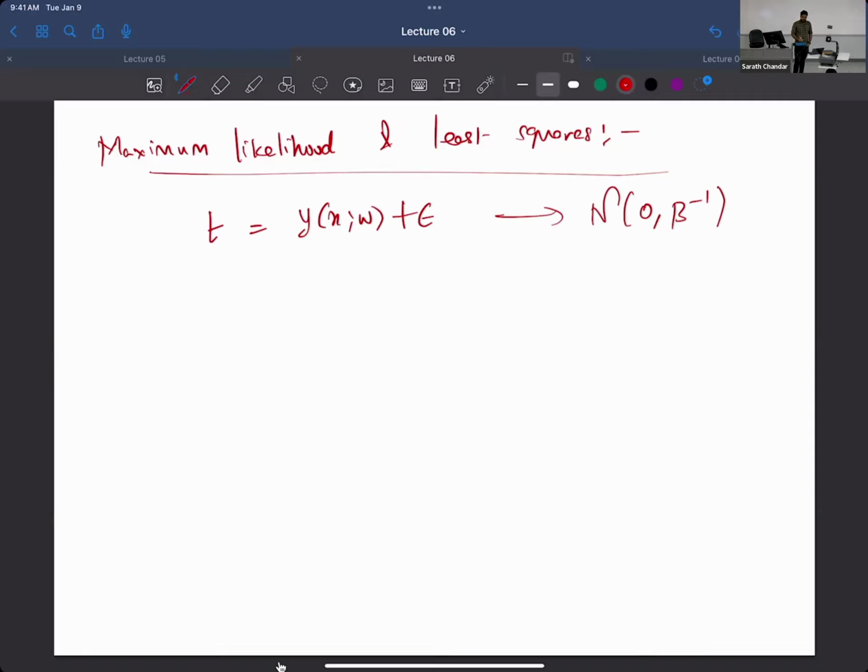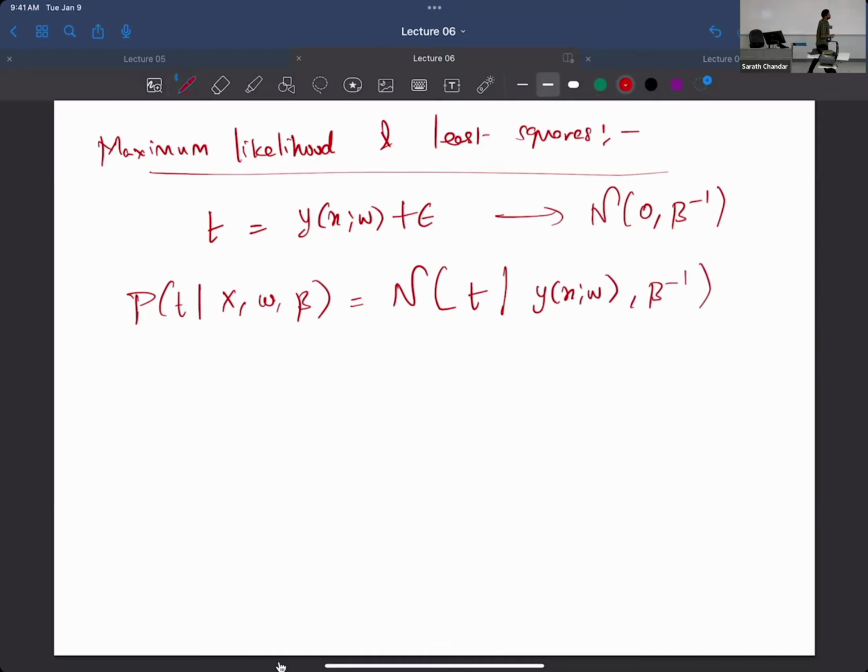Now I can talk about the probability of the target given x, even for regression. For regression, what is the probability of t given x, w, and beta? It's simply the Gaussian with mean y of x given w, and precision beta. So I compute the deterministic target, then there's Gaussian noise added to it. The Gaussian is centered at y of x, and it has some variance.